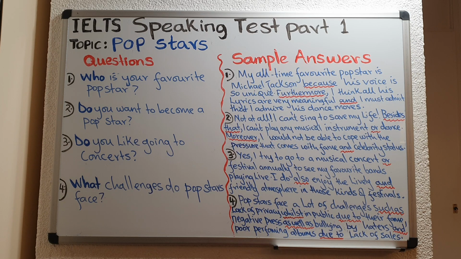Do you want to become a pop star? In this question, the examiner simply wants to know whether you have a dream of becoming a pop star. Now you can answer that question by saying, not at all. I can't sing to save my life. Besides that, I can't play any musical instrument or dance. Moreover, I would not be able to cope with the pressure that comes with fame and celebrity status.